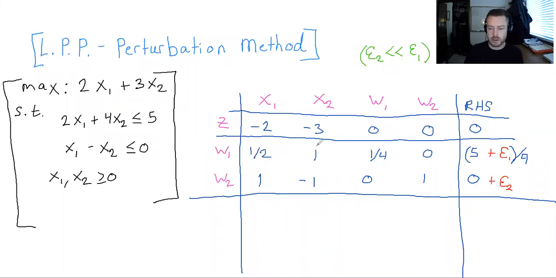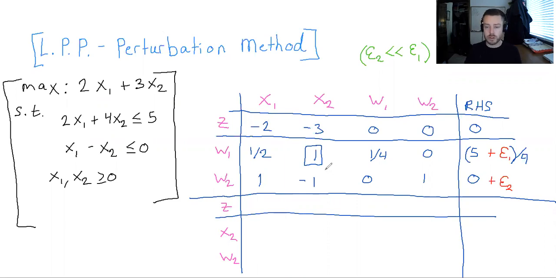Cool. Remember, this is going to be our pivot point right here. Because it's our pivot point, our W1 is going to be leaving, and we're going to be getting x2 in its place. First, we're going to have our z line. We're going to have x2, then w2, right? And remember, we want to row reduce all this.